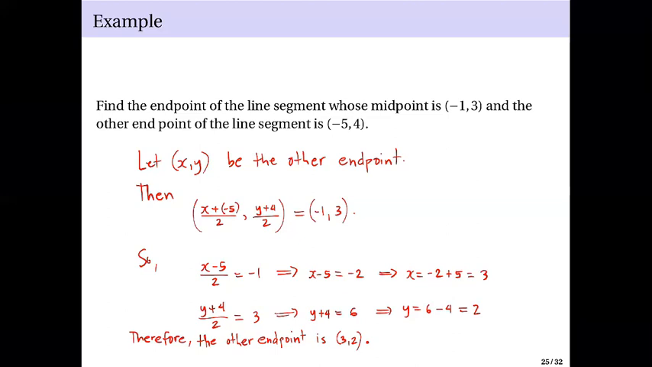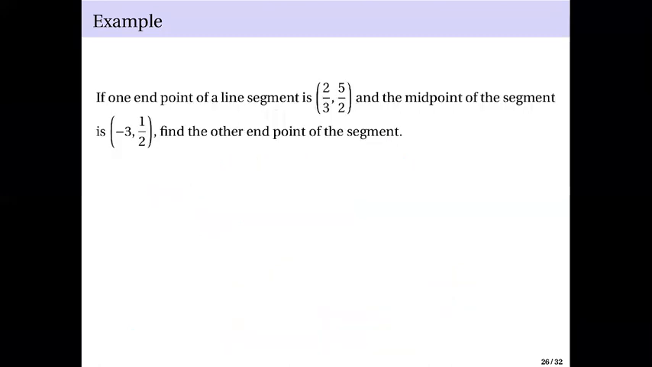Let us proceed with our next problem. If one endpoint of a line segment is (2/3, 5/2), and the midpoint of the segment is (-3, 1/2), find the other endpoint of the line segment.